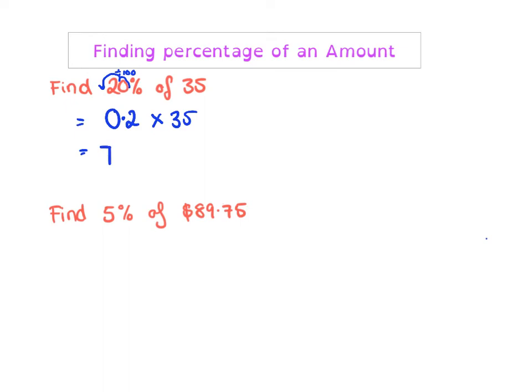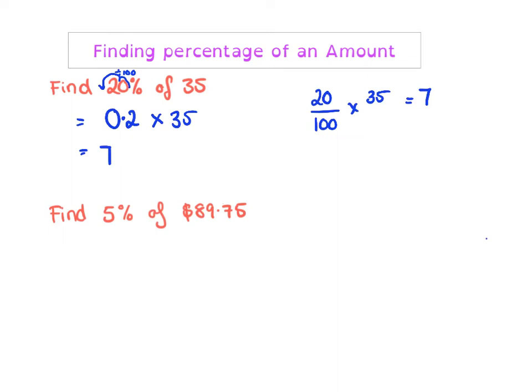Okay, so another way you could have worked it out is you could have written the percentage as a fraction. So we could say 20/100 times 35. And you can do that on your calculator, but probably best to change it back to a decimal and get the answer.